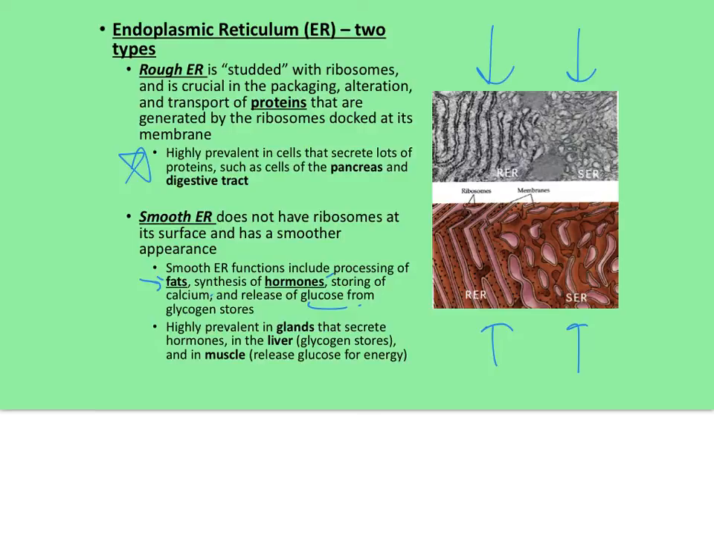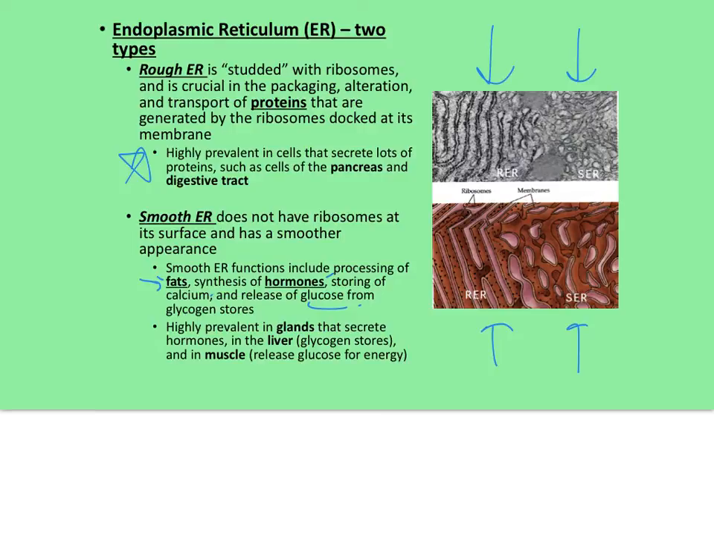Now, these are clues then of where you would find a lot of smooth ER. I often try to remember smooth ER deals with lipids. So think of lipids like oils as being slick or smooth, and so smooth ER. So if a gland makes a lot of hormones, something like the ovaries or testes, places where you see a lot of hormones being generated, that's going to have a lot of smooth ER because it's going to take a lot of fats and turn them into hormones.